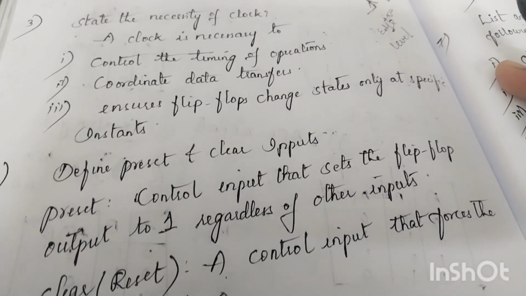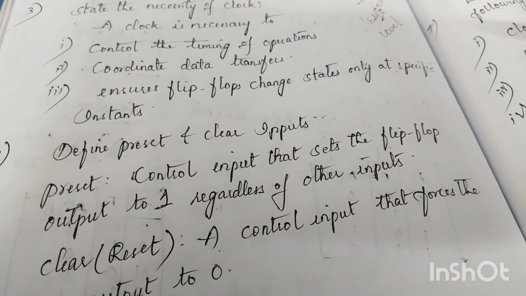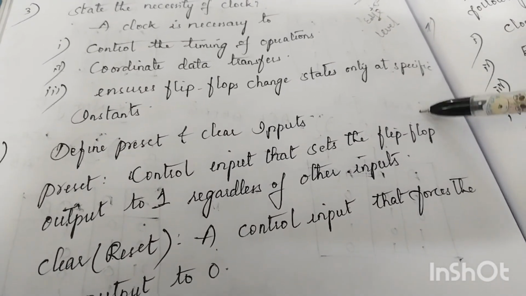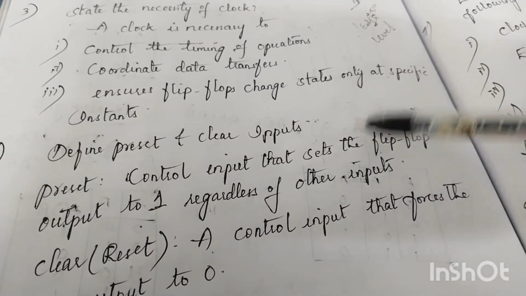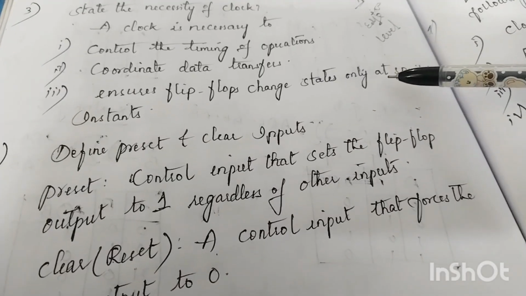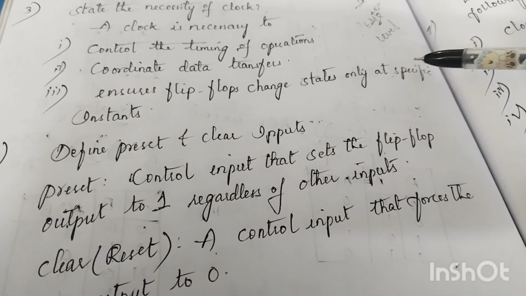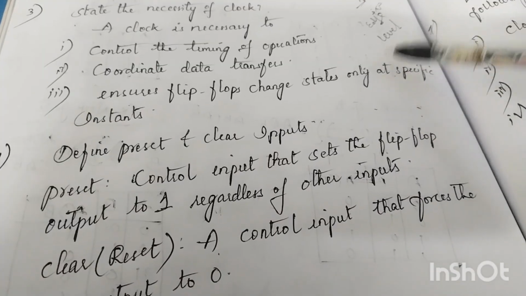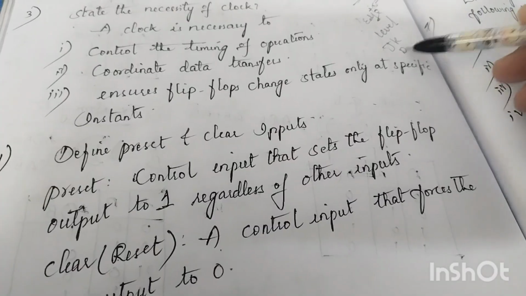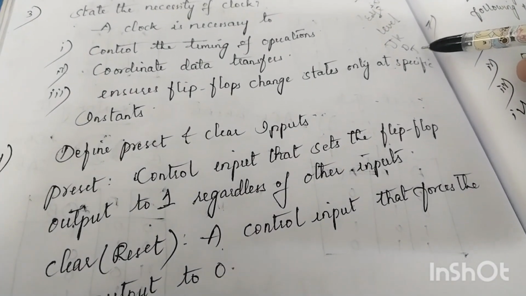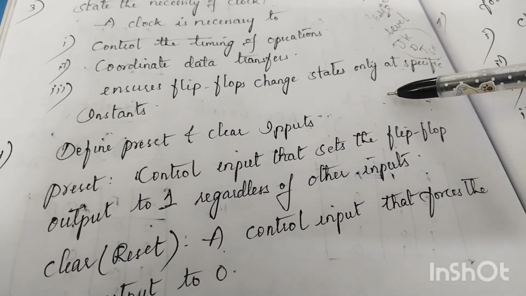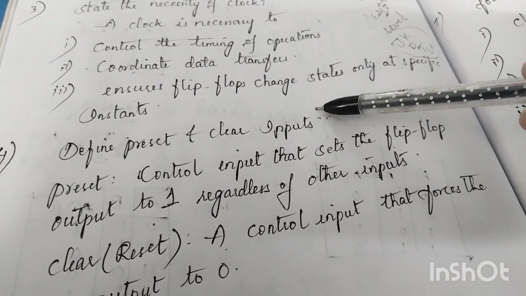Next we have, define preset and clear inputs. One more question that arises from this is, what are asynchronous inputs? Then the answer is, preset and clear are called asynchronous inputs. And the next question that comes from this is, what are synchronous inputs? So we have 2 types of questions you can expect from this: what are synchronous inputs and what are asynchronous inputs? Synchronous inputs means JK input, D input, T input and SR inputs. These 4 are called synchronous inputs, and the other category we have is asynchronous inputs. Preset and clear are called asynchronous inputs.